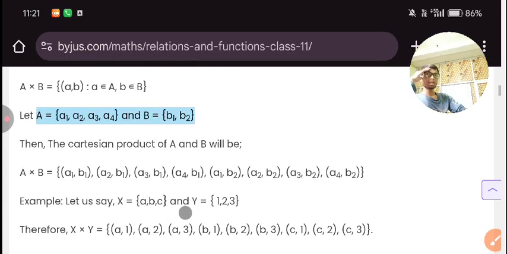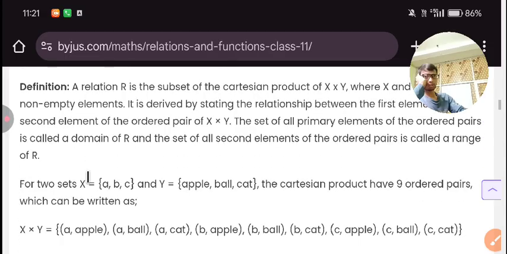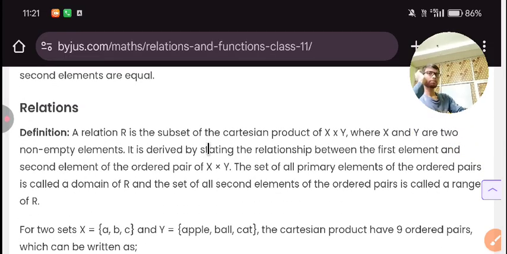Now this was about the Cartesian product of sets. Now we are able to move on to the discussion of a relation. Let's see the definition of a relation. A relation R is a subset. What is a subset? Just a piece of a set. A subset is a piece of another set. A relation R is a subset of the Cartesian product x times y, where x and y are two non-empty sets.